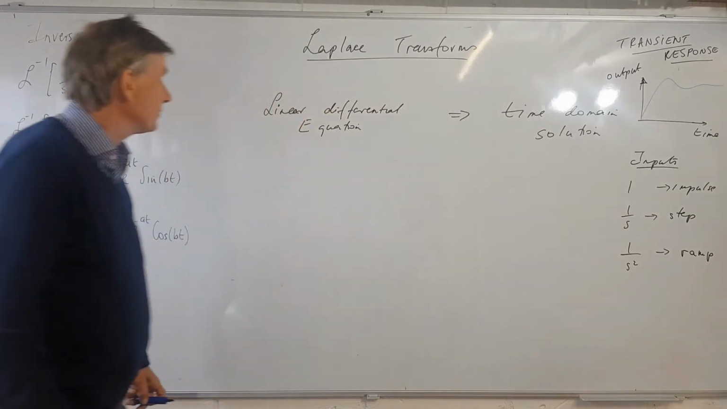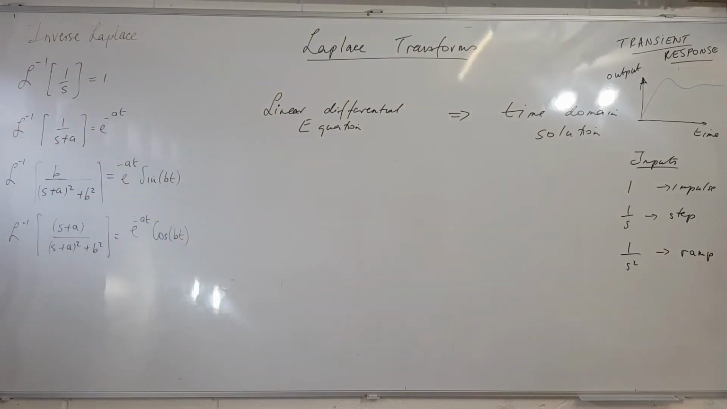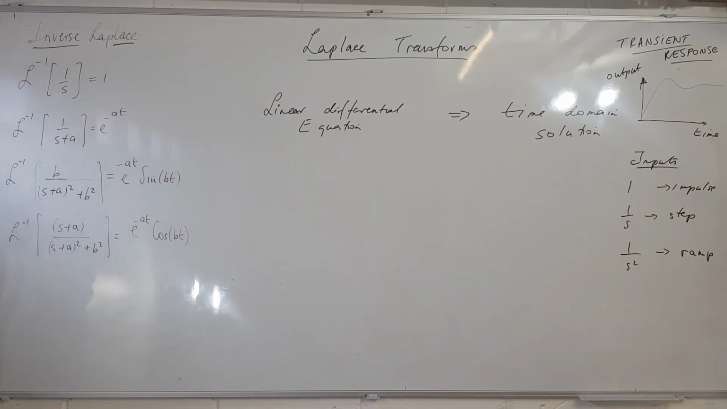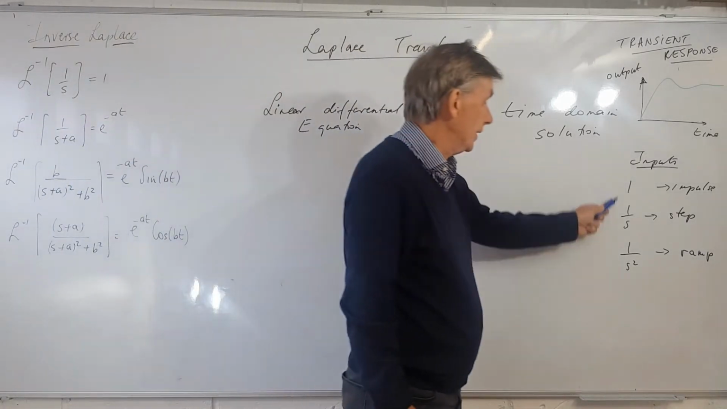Now, the other thing we'll need to know is, when we've done our analysis, we'll need to know a little handful of inverse Laplace transforms. The inverse Laplace transform of 1 over s is 1, the inverse Laplace transform of 1 over s plus a is e to the minus at, and then we have a couple of second order terms here which have got sines and cosines as well. So this is b over (s plus a) squared plus b squared, which is e to the minus at sine bt, and s plus a over (s plus a) squared plus b squared is e to the minus at cos bt. So these are 4 inverse Laplace transforms we need to use, and these are the 3 main inputs.